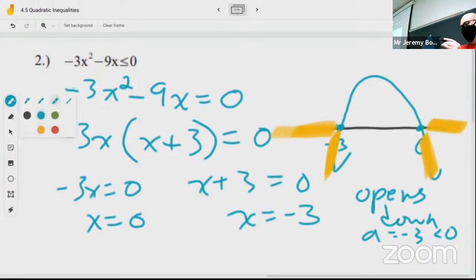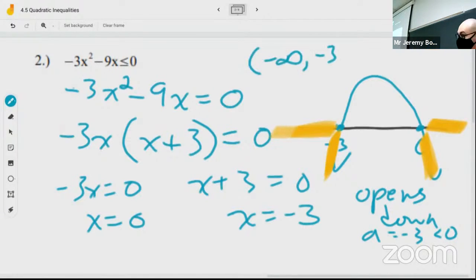And so the answer to that is going to be, oh, they're still using a paintbrush. From negative infinity to negative 3, we're going to include the negative 3 because it's equal to 0. Union 0 to infinity. And we're going to include the 0 because it is where it's equal to 0 as well. Any questions on that?